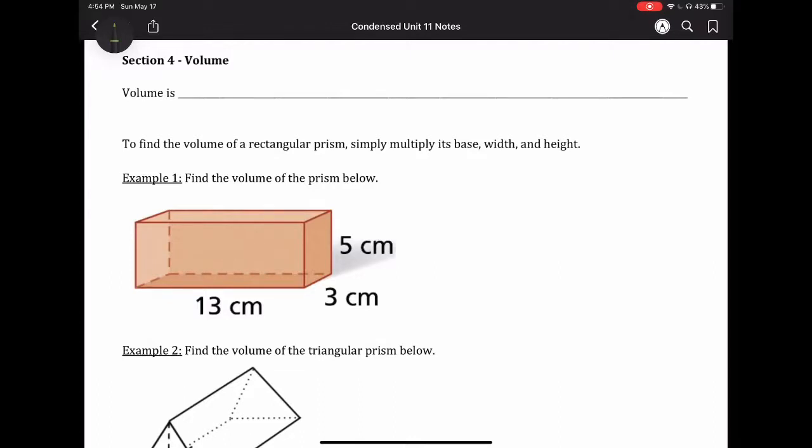Just a reminder, volume is the three-dimensional space enclosed by a boundary or occupied by an object. So it'd be the space occupied by an object. Volume is always measured in cubic units, and that is how you would say it as well.